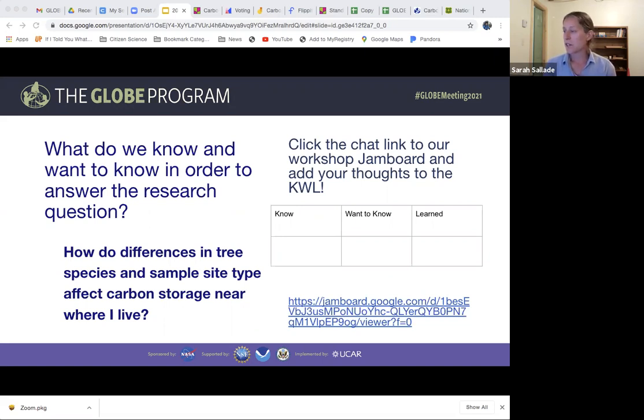So we have a link for you today in something called a Jamboard, where you can make direct edits. And right now we're going to go over there and write sticky notes in columns on what we know and what we want to know. And then we'll come back to it at the end to type a little bit about what we've learned.